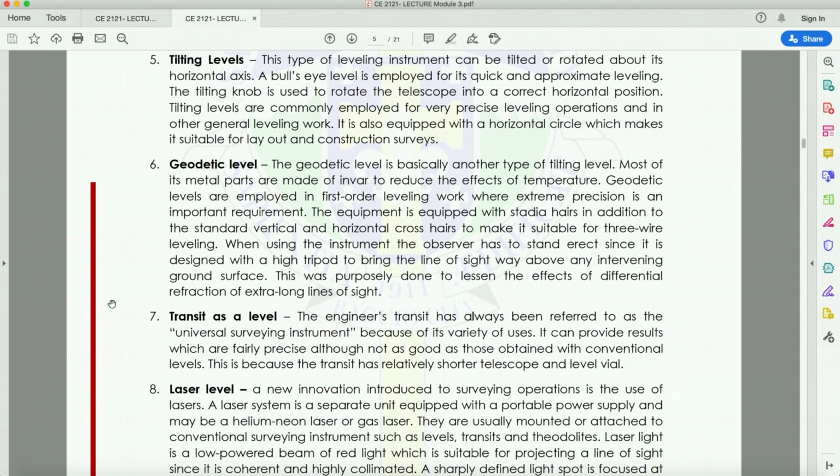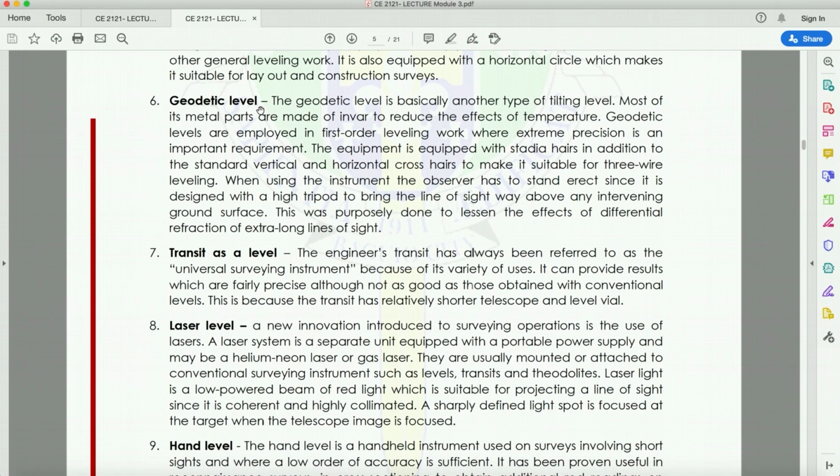Next is the geodetic level. The geodetic level is basically another type of tilting level. Most of its metal parts are made of invar to reduce the effects of temperature. Geodetic levels are employed in first order leveling work where extreme precision is an important requirement. I repeat, extreme precision is an important requirement.